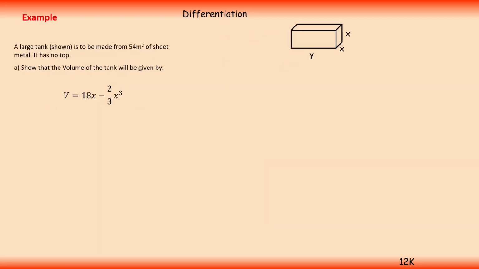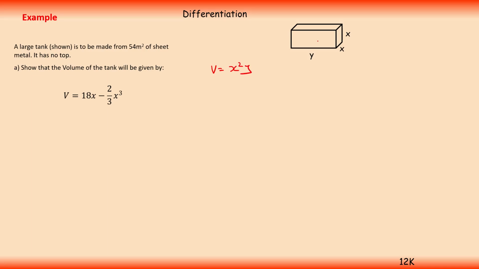Okay, so let's have a look at this example here. It says a large tank, which is shown here, it's got dimensions y by x, is made from a 54 meter squared sheet of metal with no top. So there's no lid on there. Show that the volume of the tank is given by V equals 18x minus 2 over 3 x cubed. Okay, so they've given us the area and they've given us the dimensions. So that means that the volume V is equal to x squared y.